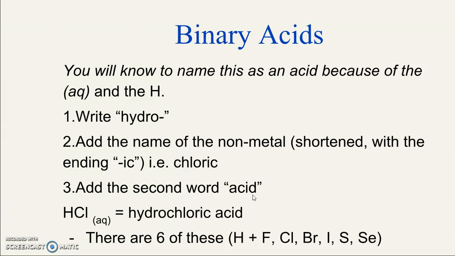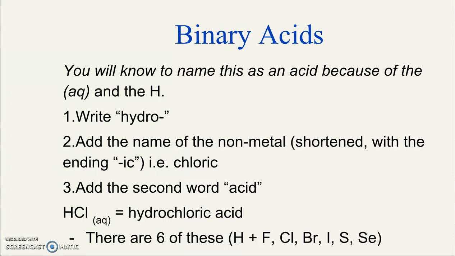Binary acids we actually have covered a little bit, but you will know to name this as an acid because of the aqueous and the H in the front. So when you see these guys, there's only 6 of them. It's whenever hydrogen is combined with fluorine, chlorine, bromine, iodine, sulfur, and selenium. So it's a binary acid, so it's hydrogen plus one other element. But again, there's only 6.